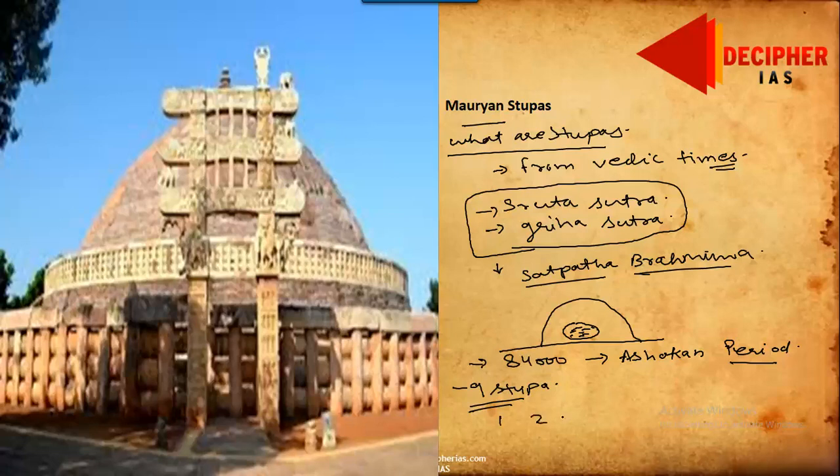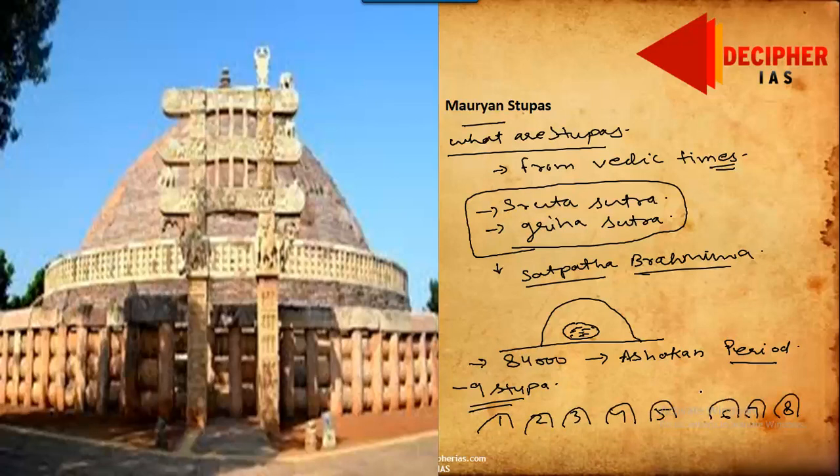1, 2, 3, 4, 5, 6, 7, 8. These were the 8 kingdoms. I'll name these kingdoms later on. Each kingdom got a portion of the Buddha relics and they created stupas on the relics. Why? We will discuss it later.